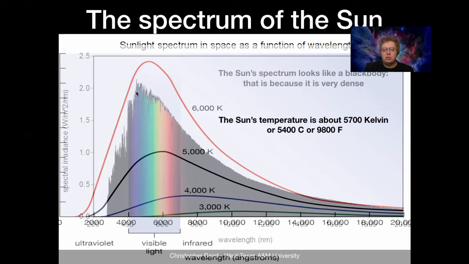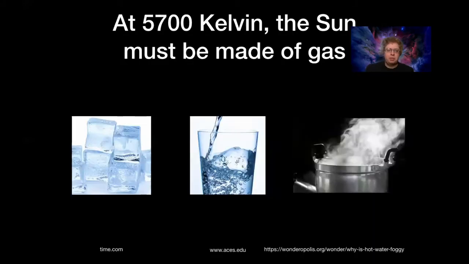Now, it turns out that if you do this calculation in detail, you find that the sun's temperature is pretty close to 6000 Kelvin. It's about 5700 Kelvin. This is about 5400 degrees centigrade, or about 9800 degrees Fahrenheit. So the sun is very, very hot is the first thing we can know. And that makes sense. We can feel the sun's heat on our face in the summertime. The sun is so hot at 5700 Kelvin that it must be made out of gas. There are several different phases of matter.